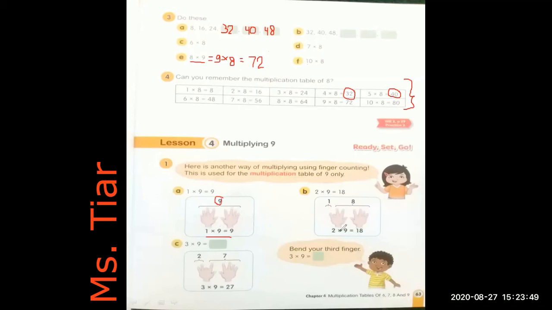How about 2 times 9? You close the second finger here. You close this part, so we count this as 1, and then the rest of the fingers, we count as 8. So the answer we get is 18.